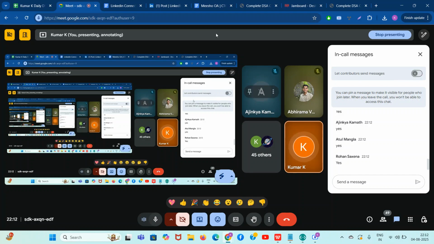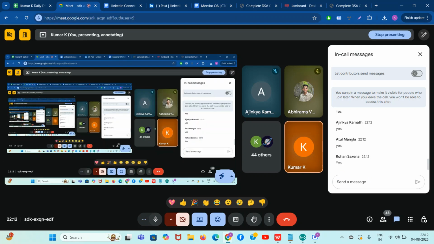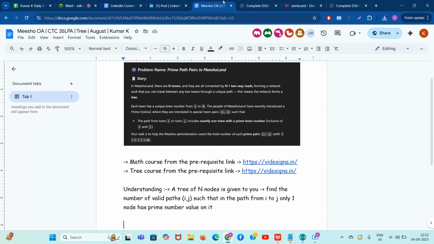But in Codeforces problems, many times there are not simple paths. There are some complicated paths. And actually complicated paths make the problem even easier in many cases. Simple paths problems are actually the most difficult. The name is simple, but the problem is going to be difficult with a simple path. Okay.